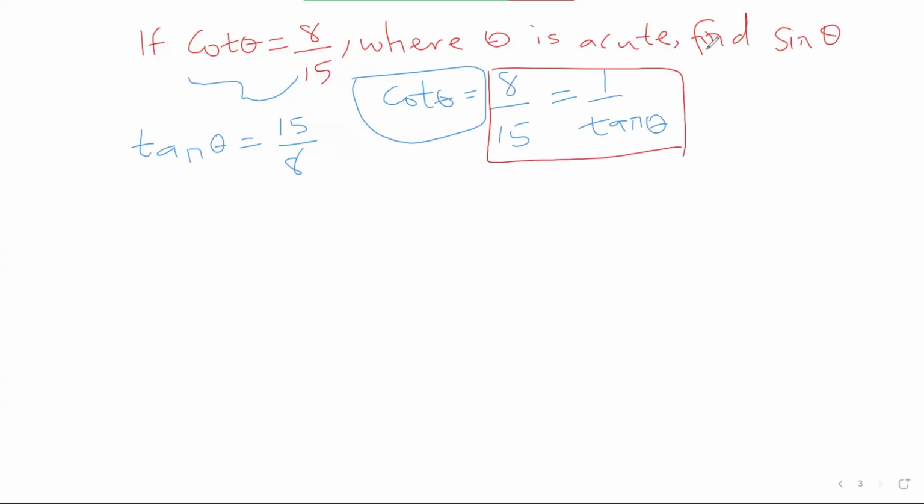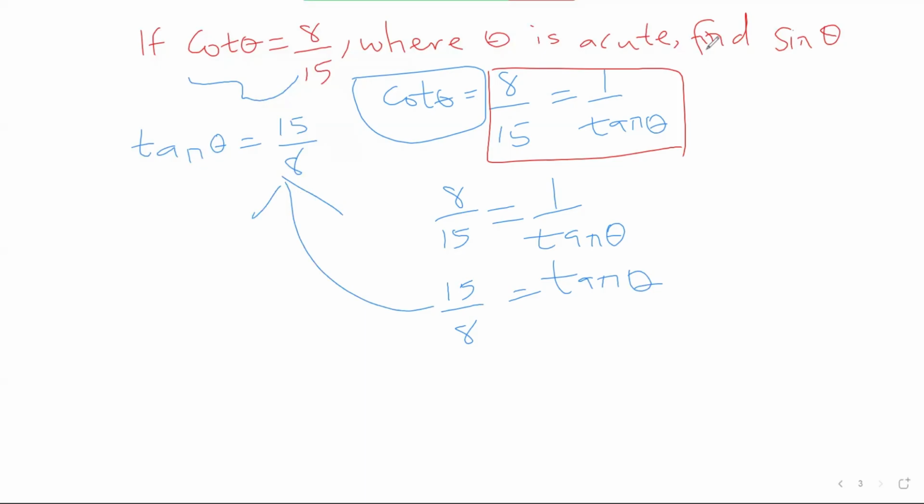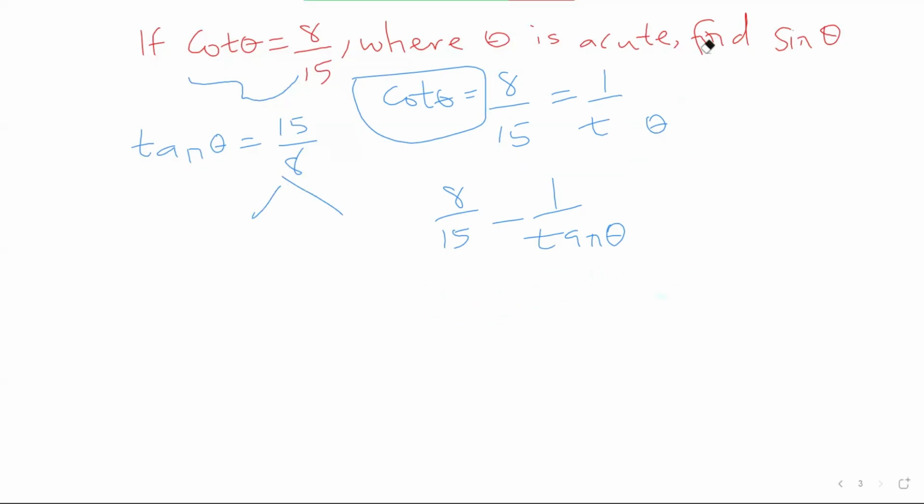If you write this down, you're going to have 8 over 15 equals 1 over tan theta. To invert this, do you agree with me that this is also the same thing as saying 15 over 8 equals tan theta, when you invert both sides? And that was how we got here. So having known that, let's move on to the next part of the solution.